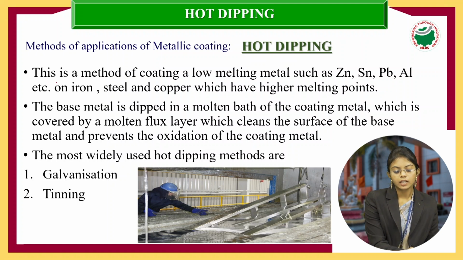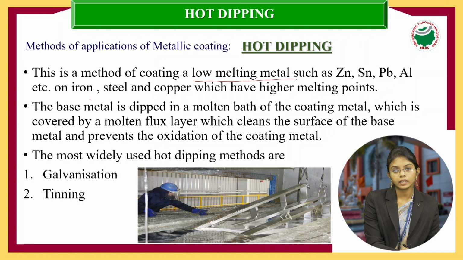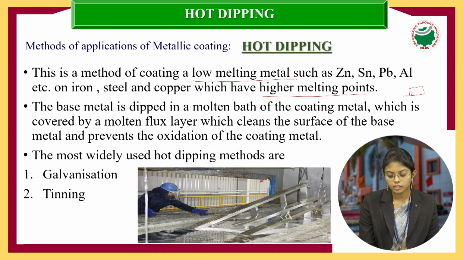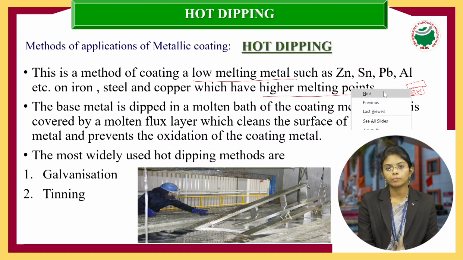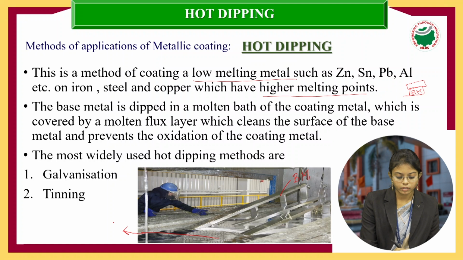This is a method of coating a low melting metal, like zinc, lead, tin, aluminium, etc., on iron, steel or copper, which have higher melting points. So they take a higher melting point base metal and coat it with a metal that has a low melting point. Now, the base metal is dipped in a molten bath. If you observe the picture here, you can see a metal going to dip in a solution. That is your molten bath of coating metal. So this is your base metal, and the solution contains the coating metal.